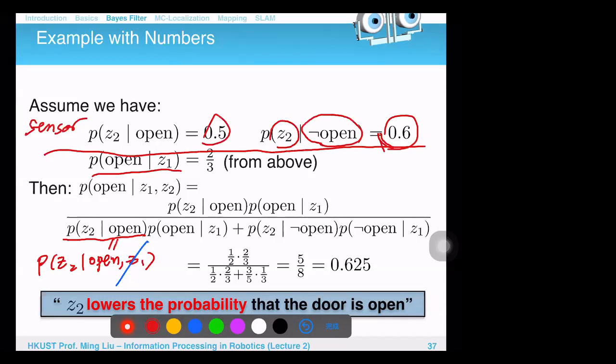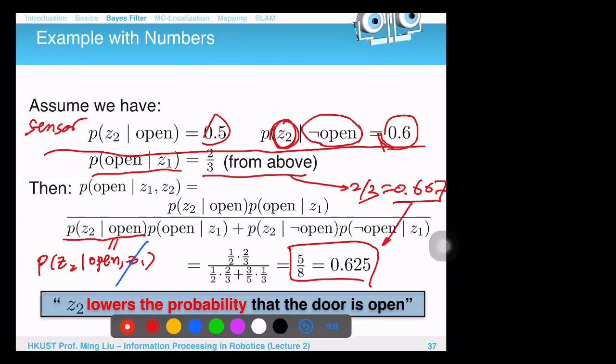Plug in everything, you will get 0.625. Previously it was 2 out of 3. This is 0.667. That means if I see the value Z2 from the second sensor, it lowers the probability that the door is open.